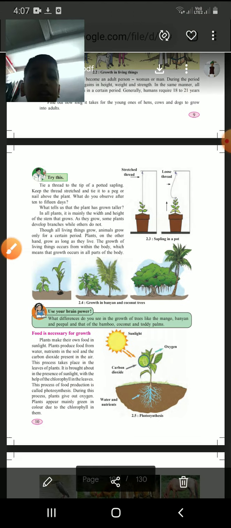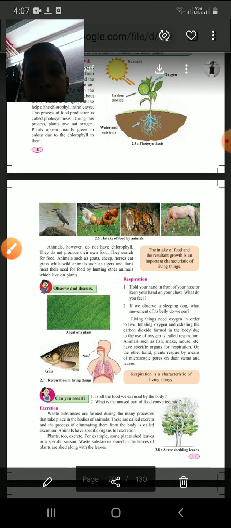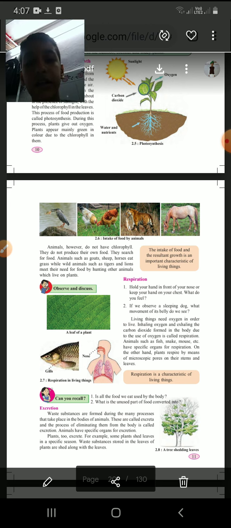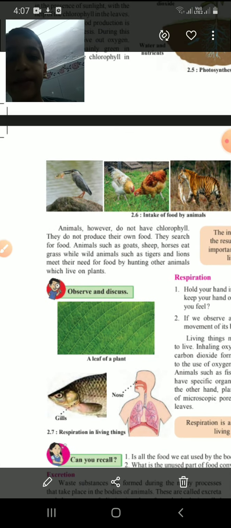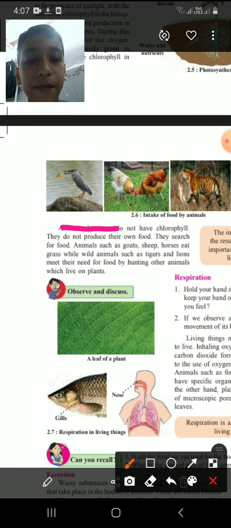Okay, students, open page number 11. Animals, however, do not have chlorophyll.